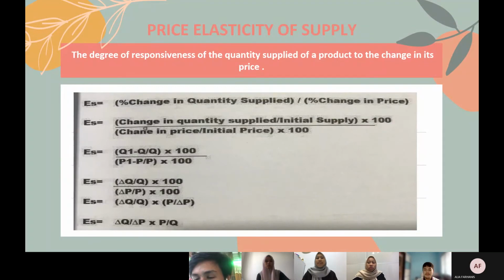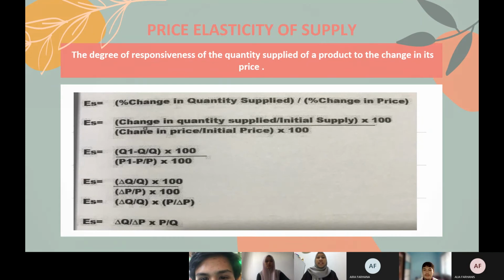My name is Alia Fadnis. I will present about price elasticity of supply, the degree of responsiveness of the quantity supplied of a product to the change in its price. The formula for the elasticity is percentage change in quantity supplied divided by percentage change in price.